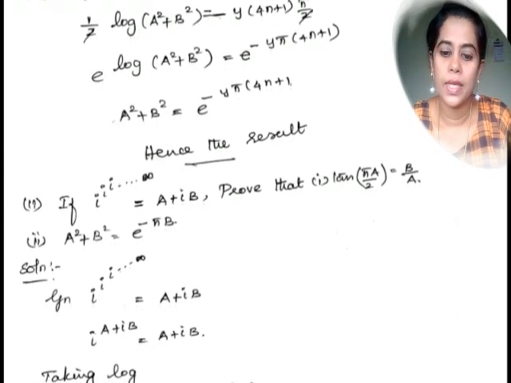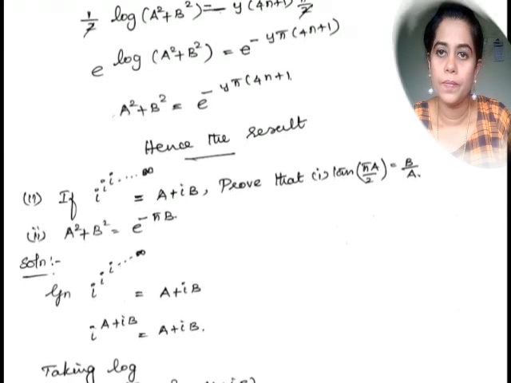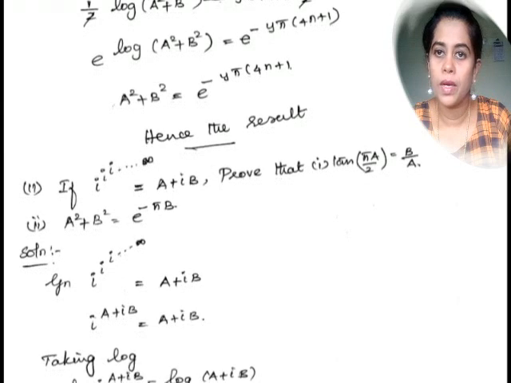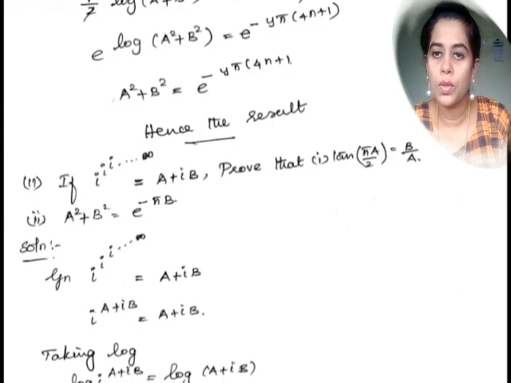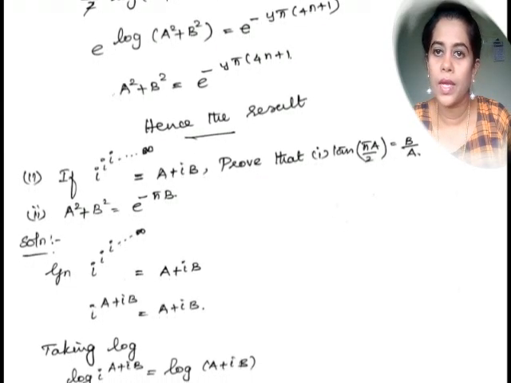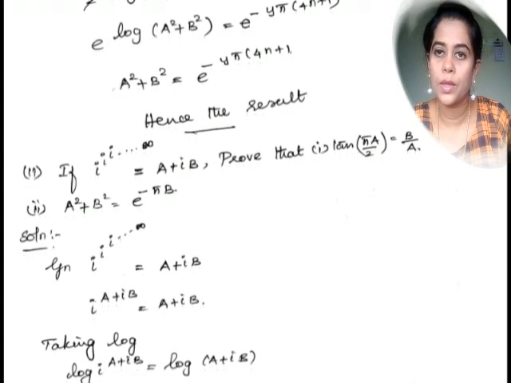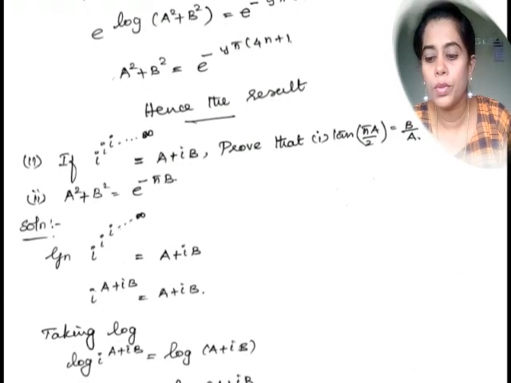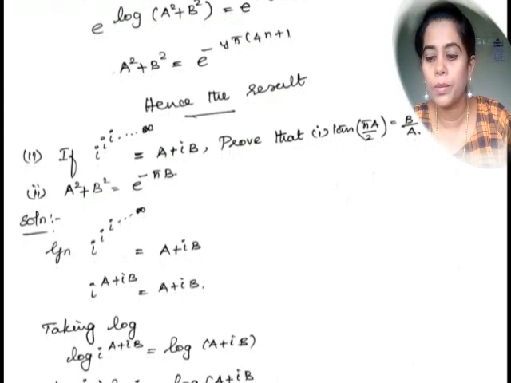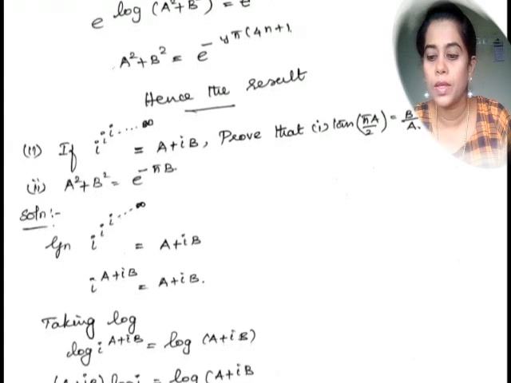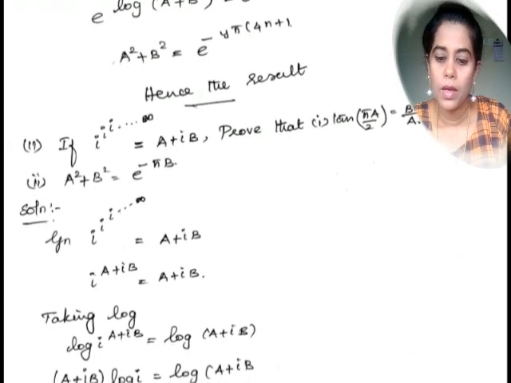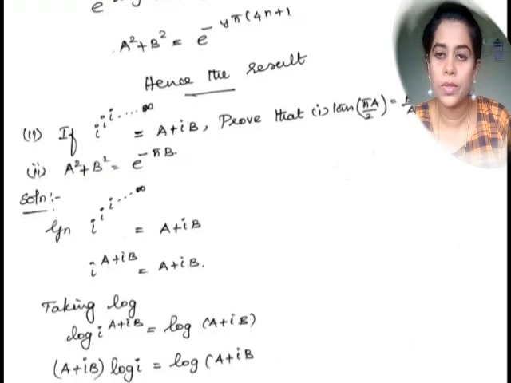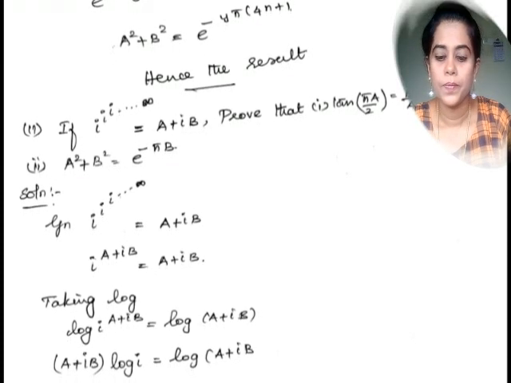So next we will start the next problem, the 11th problem. If i power i power i, up to infinity, equal to a plus ib, this is the given, prove that. We have two subdivisions: tan of (pi a by 2) equals b by a, and the second is a squared plus b squared is equal to e power of minus pi b.